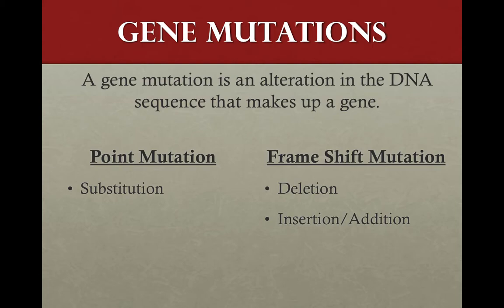So a point mutation is nothing more than a substitution. A point mutation only changes one specific point on the DNA sequence. Whereas a frame shift, wherever that mutation is, not only does it affect that point, but it affects everything after it as well. And we have two different types here. There's actually more than this, but these are the ones that we're going to be focusing on. We have deletion and insertion. Sometimes you'll see it as addition. And of course, point mutation would be substitution.